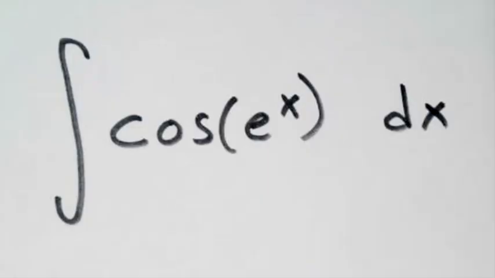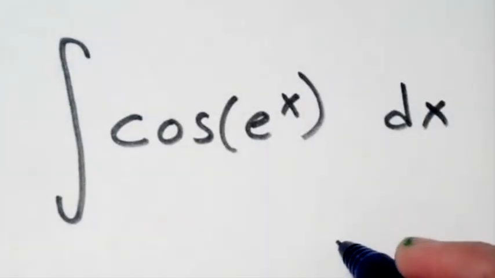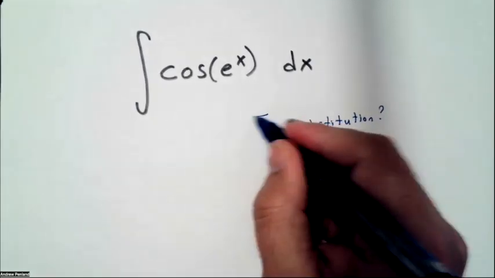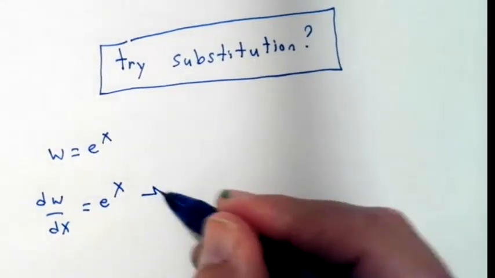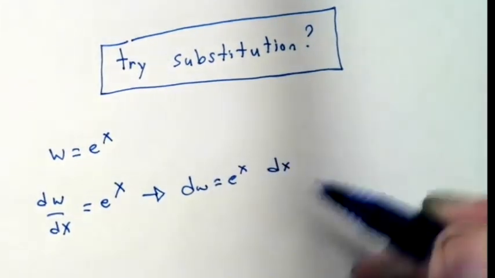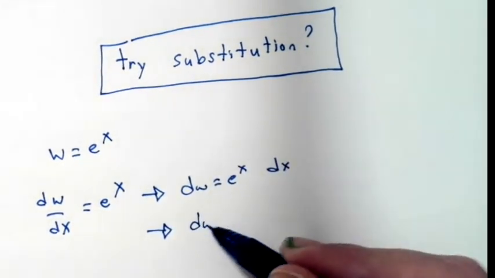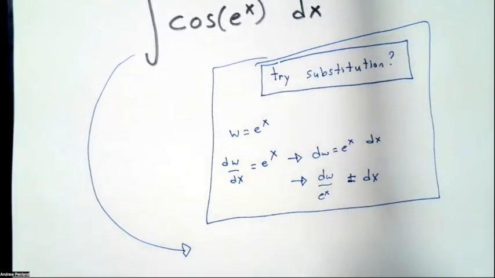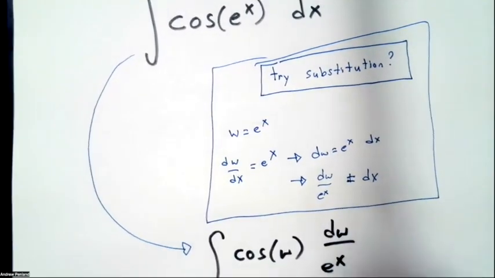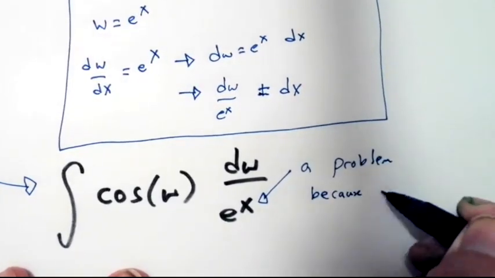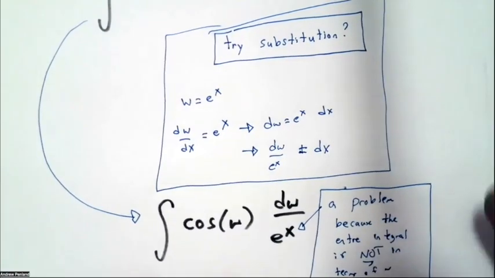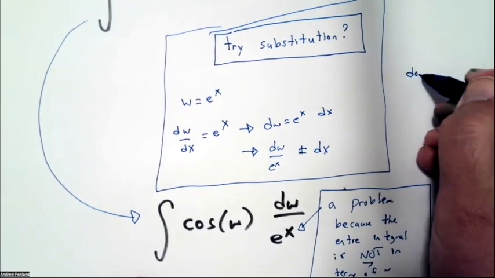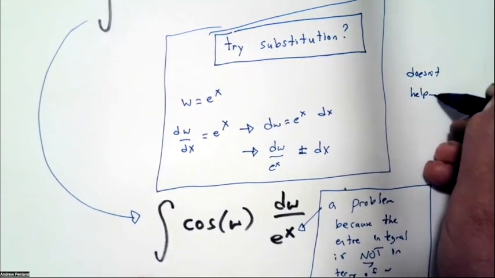Now let's look at another similar problem. What if we had the indefinite integral of just cosine of e to the x? We might try substitution again with w equals e to the x. Then we take dw dx equals e to the x and solve until we have dx equals dw over e to the x. When we plug in the pieces, this becomes cosine of w times dw over e to the x. This is a problem, because I have mismatched terms where some variables are w and some variables are x. This won't work. We can't use the substitution for w here.